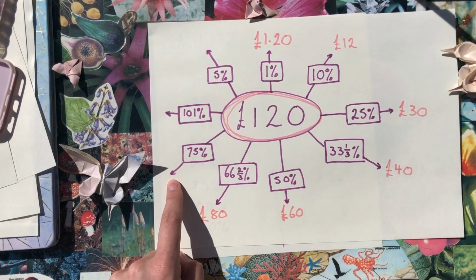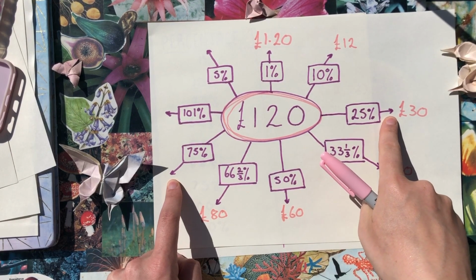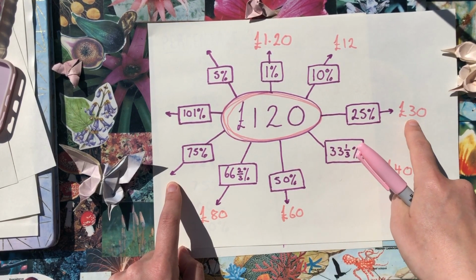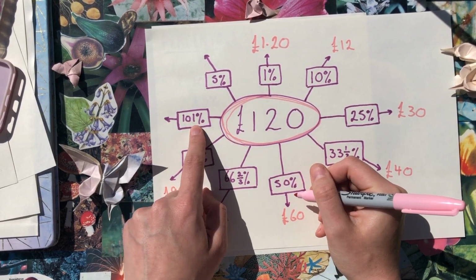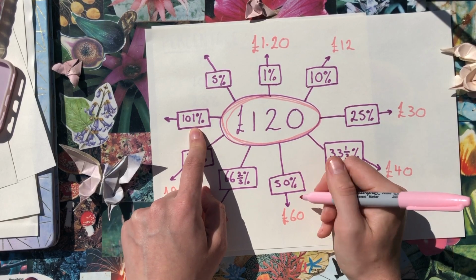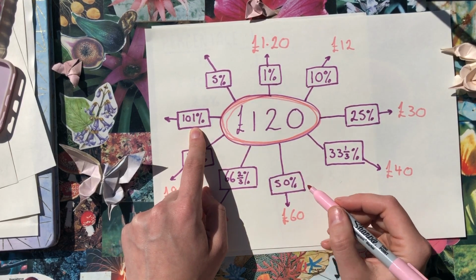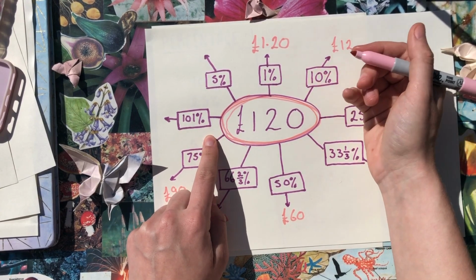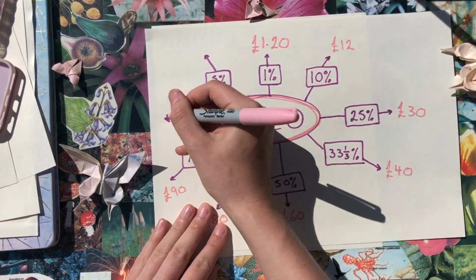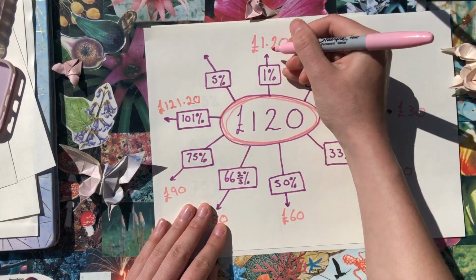Okay, 75%. Remember what we were doing for that? It's 3/4. So I'm dividing by 4 to find 1/4, which I've already done. And I'm timesing by 3. So that's going to give me 30 times by 3. Ooh, 90. 101%. What? Okay, so 100% is the whole thing. It's £120. 1% is £1.20. So if I have 101%, then that's going to give me £120 plus £1.20. Just going to put these two answers together.